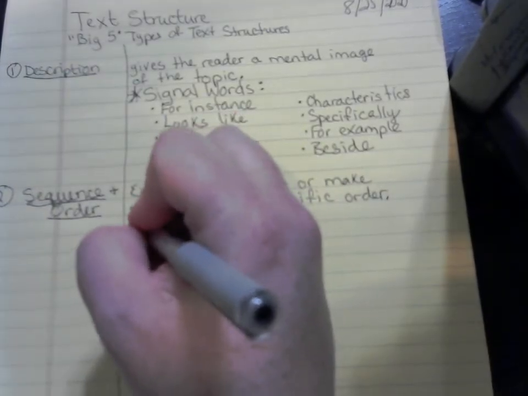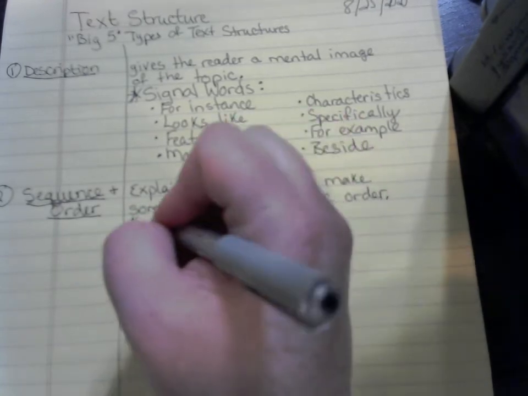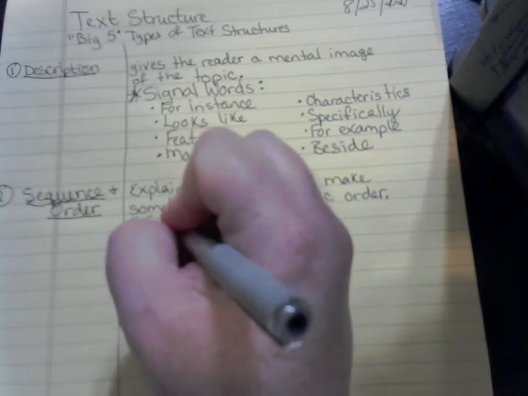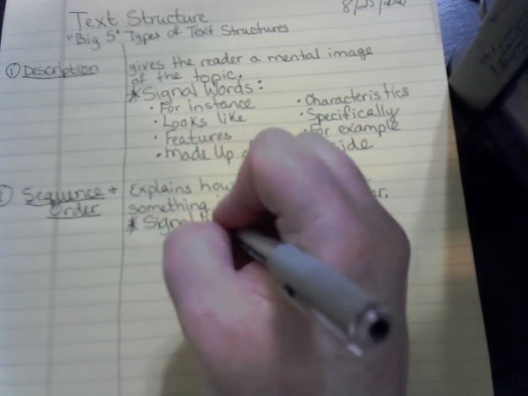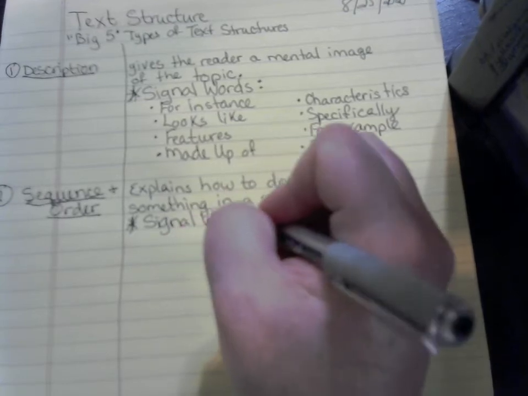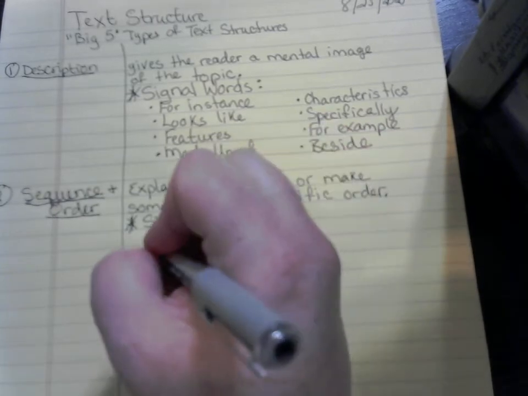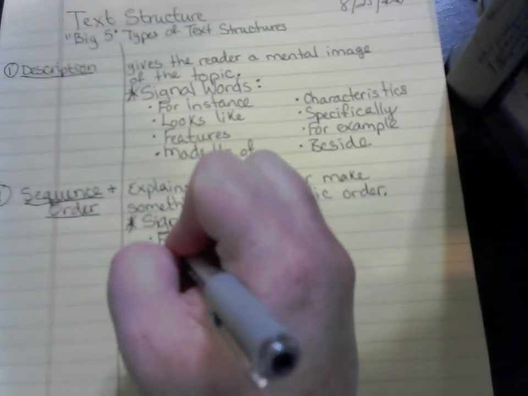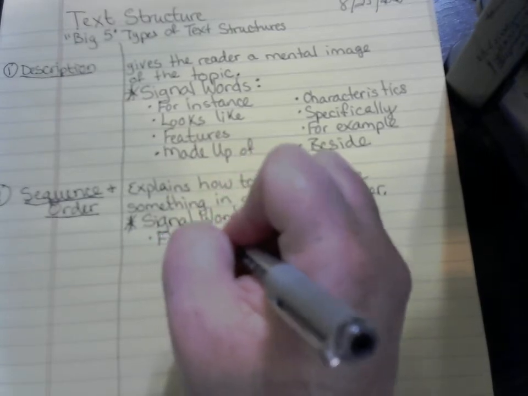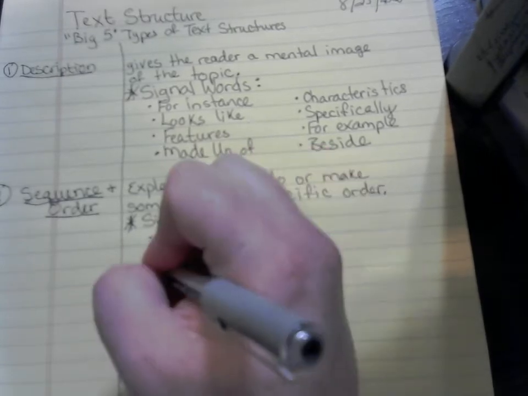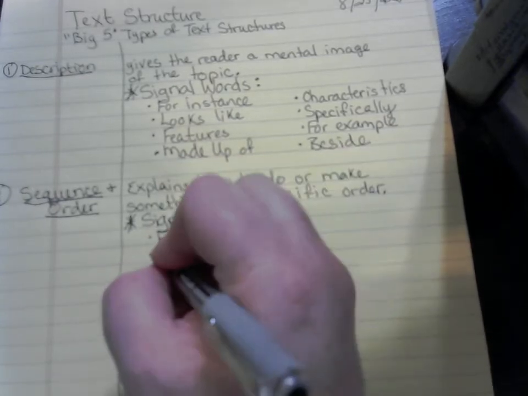So for those signal words, think about your ordinal numbers from math, those that signal order, like first, second, third. Those are going to be used heavily in a sequence and order type of paper. Think of your transition words when you're doing an essay.